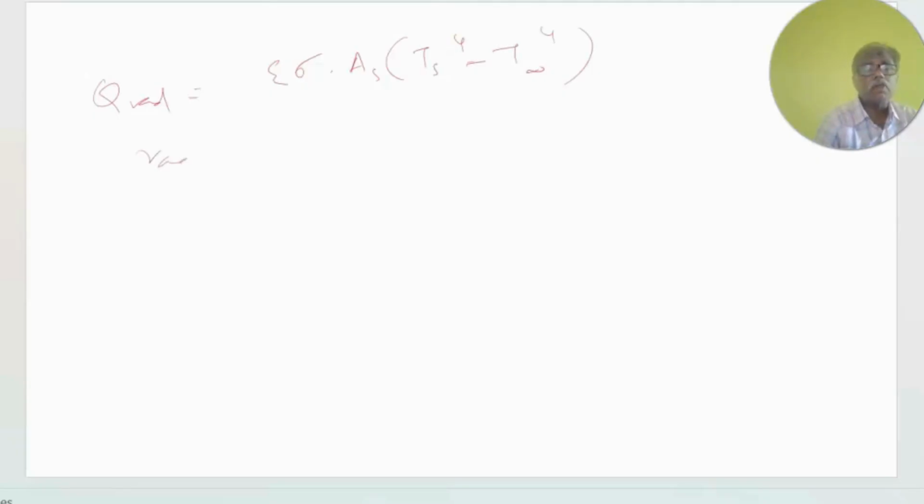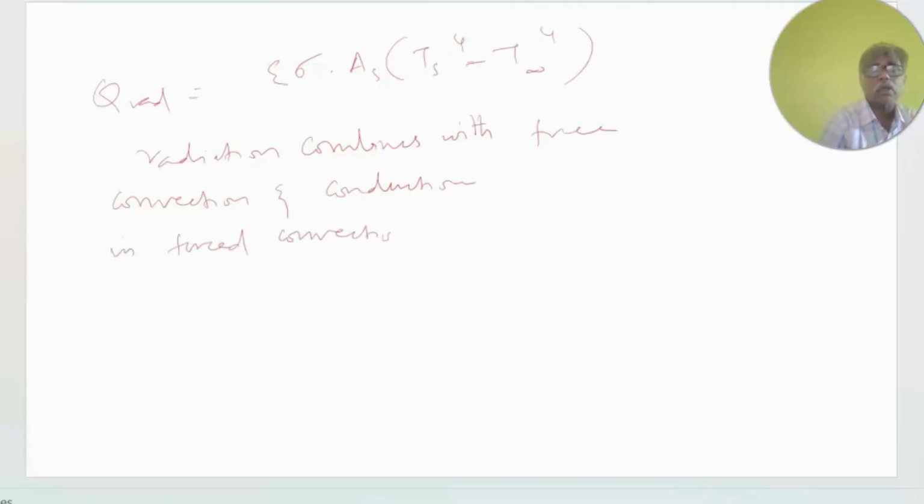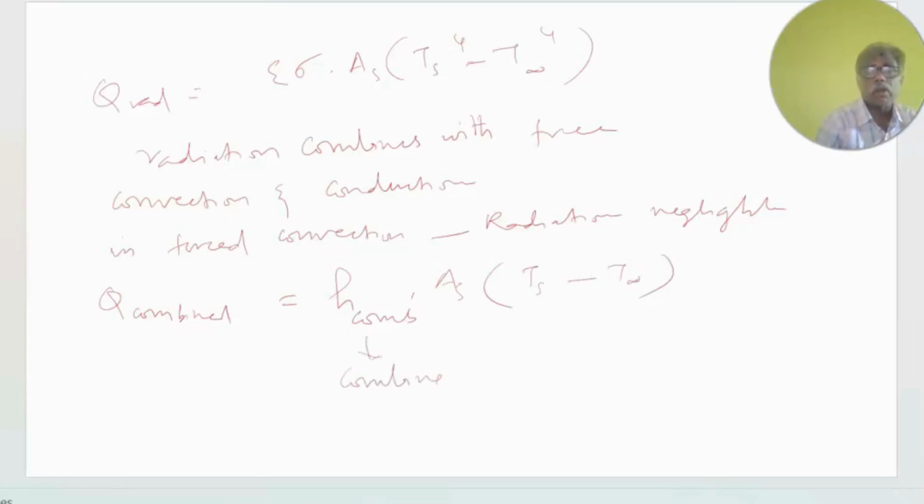And here, generally radiation combines with free convection and conduction. In forced convection situations, radiation is negligible. So generally a term Q combined is used. Q combined is equal to h combined into surface area into (Ts minus T infinity). This h combined combines both radiation and convection.